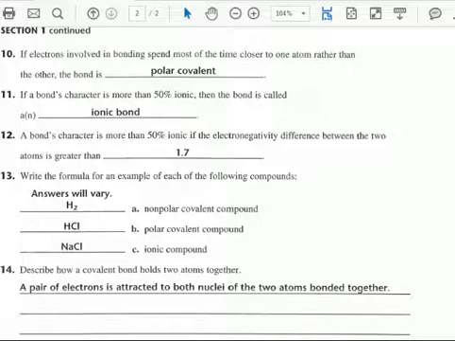Now, the reason that we know that this isn't non-polar covalent is because the electrons involved in bonding are spending time closer to one atom rather than another. If we wanted to change this question so that the answer was non-polar covalent, the question would need to read something like, the electrons involved in bonding spend equal amounts of time around one atom and the other. Okay, they spend most of the time in between the two nuclei. Then the correct answer would be non-polar covalent. But because the question says spends most of the time closer, we know it's polar covalent.